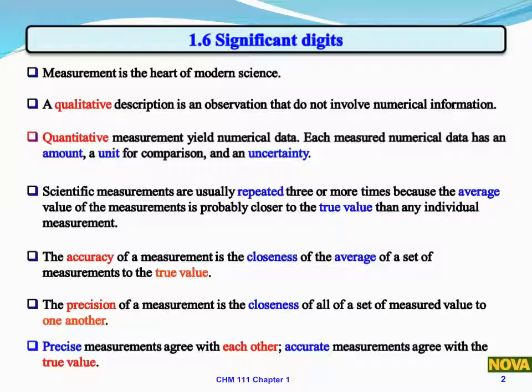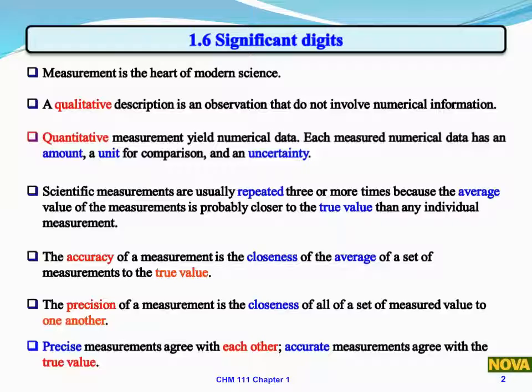Quantitative measurements yield numerical data. Some examples of quantitative data would be: the mass of a sample of aluminum was 15 grams, the length of the copper wire was 9 centimeters. Each measured numerical data has an amount, a unit for comparison, and an uncertainty.